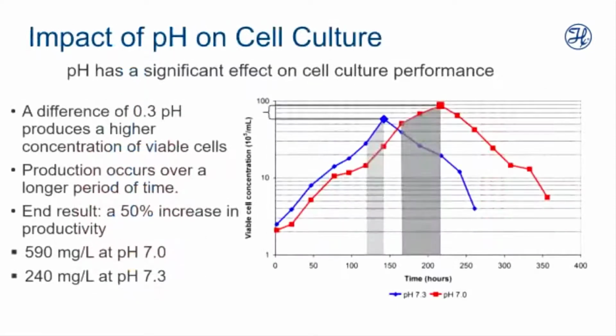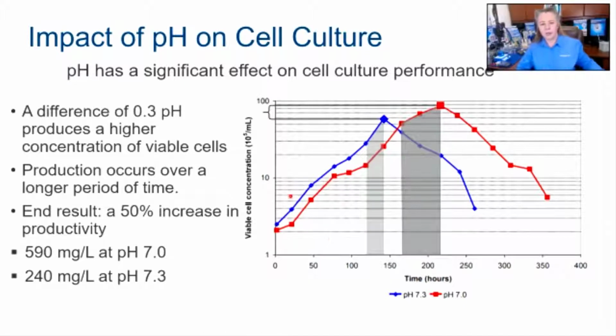So the next thing we need to think about is the impact of pH on cell culture. And this is just a graph giving you an example. If we look at one cell culture example here, a difference of 0.3 pH can actually change the concentration of viable cells on a fairly significant level. All right. So if we look here, we've got one culture at pH 7.3 and one at pH 7. You can actually see your titers between those are different. A 50% increase in productivity happened at a pH of 7 versus a pH of 7.3, which is pretty significant. So it's one of those things we call a critical process parameter and something that we always need to control.